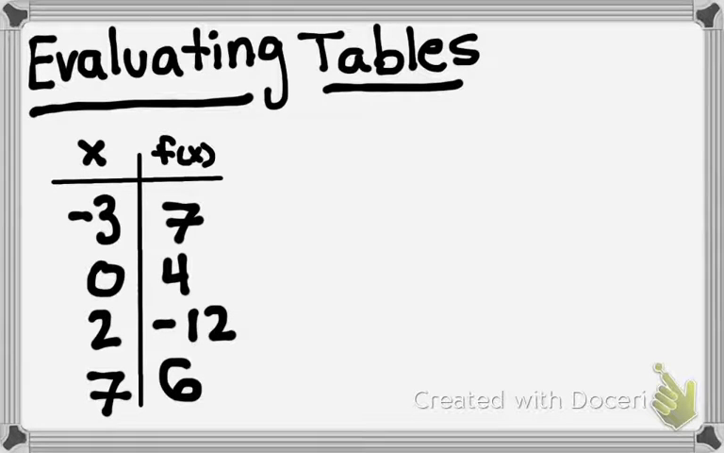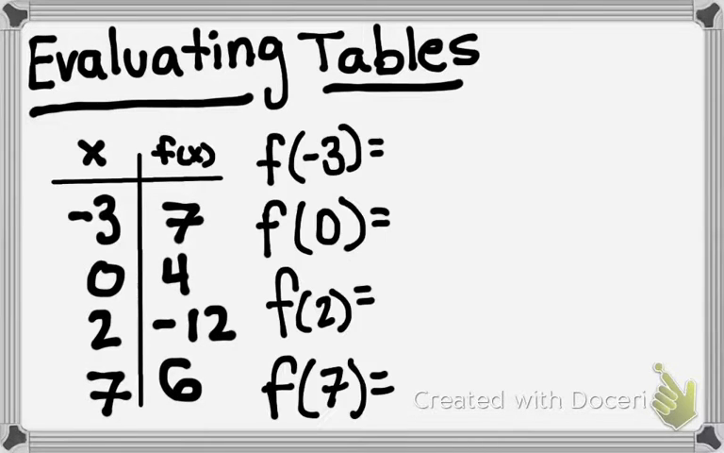Let's say I have the table: when I plug in -3, I get out 7. When I plug in 0, I get out 4. When I plug in 2, I get out -12. And when I plug in 7, I get out 6. So, if I want to evaluate these values for this function, what I'm really doing is just looking to see when I plug in that number inside the parentheses what I get out from the function.